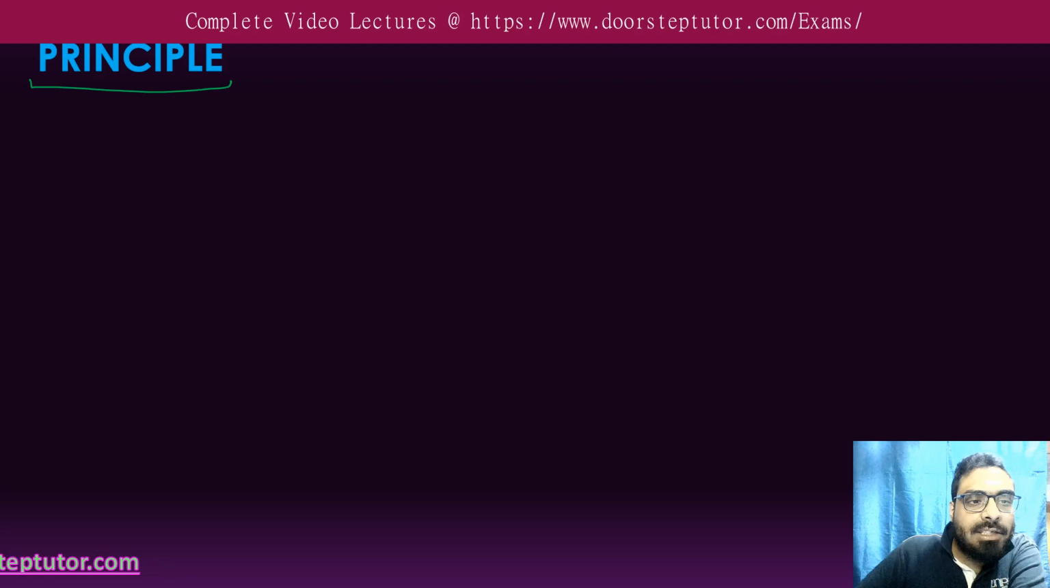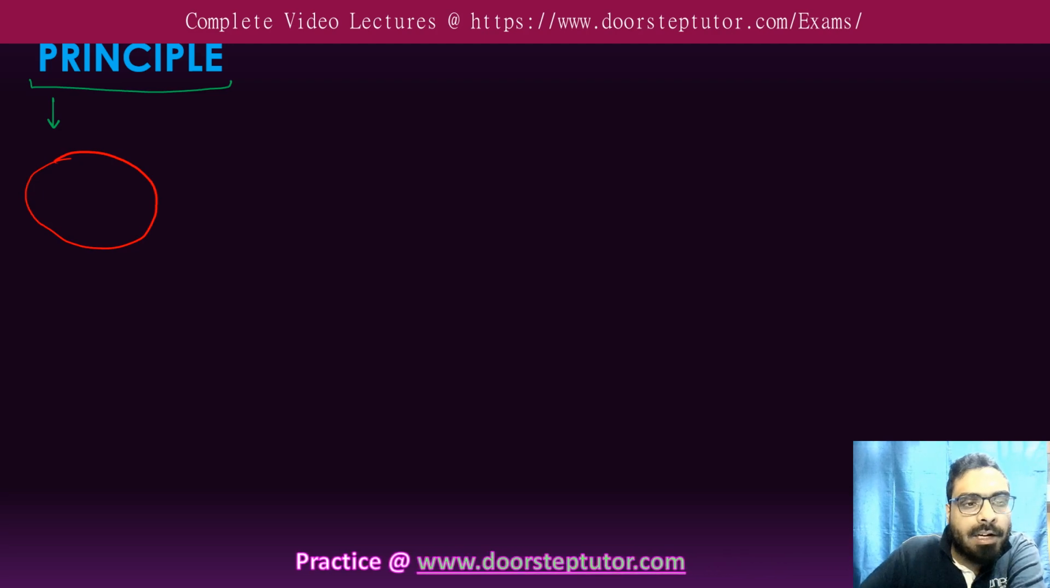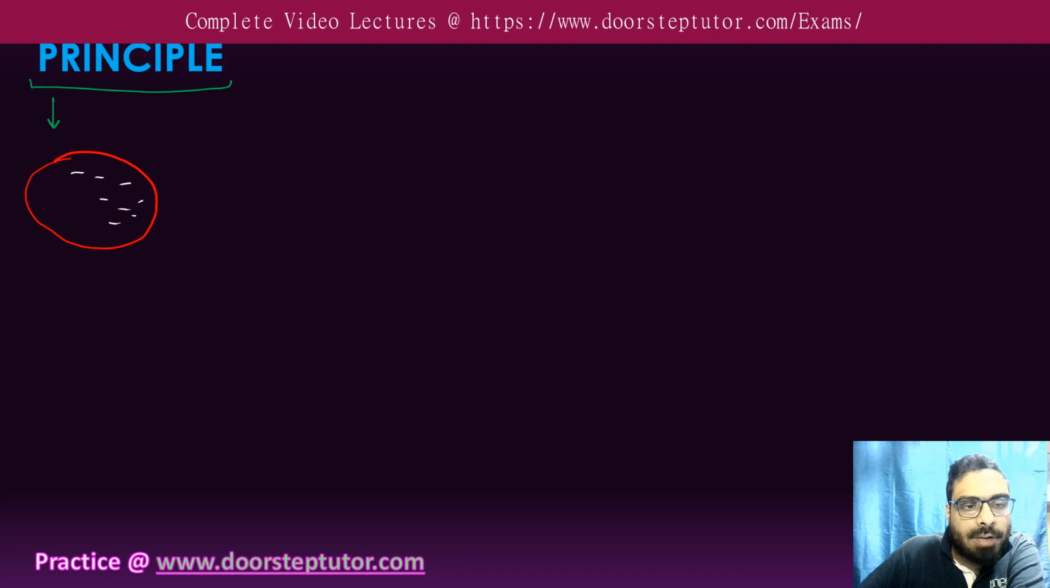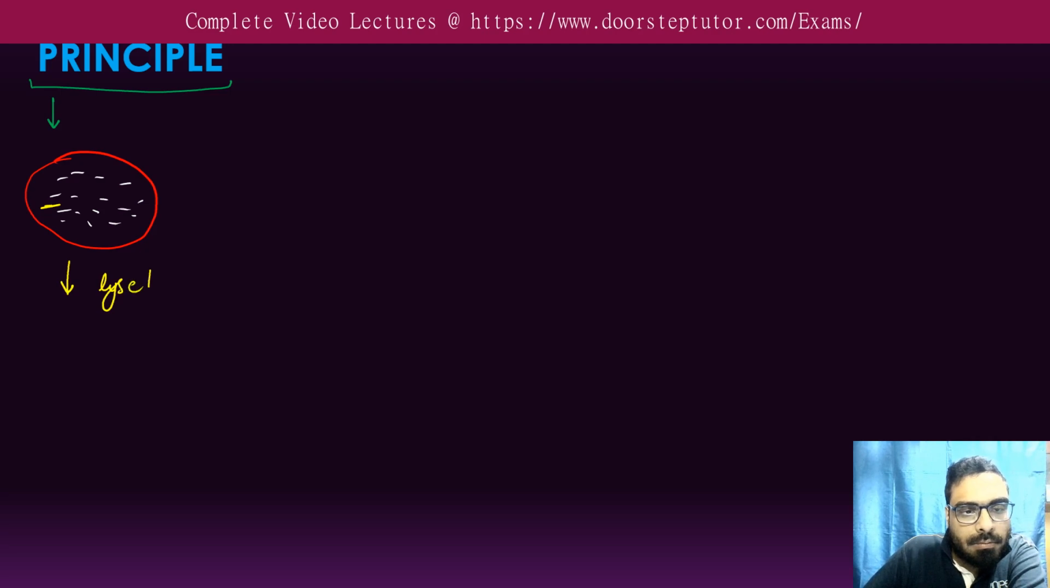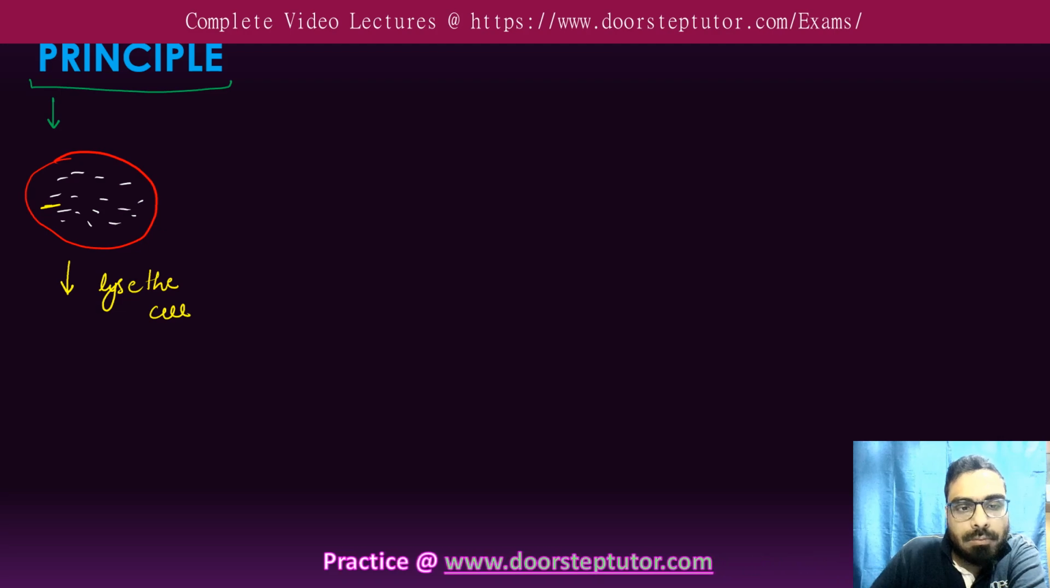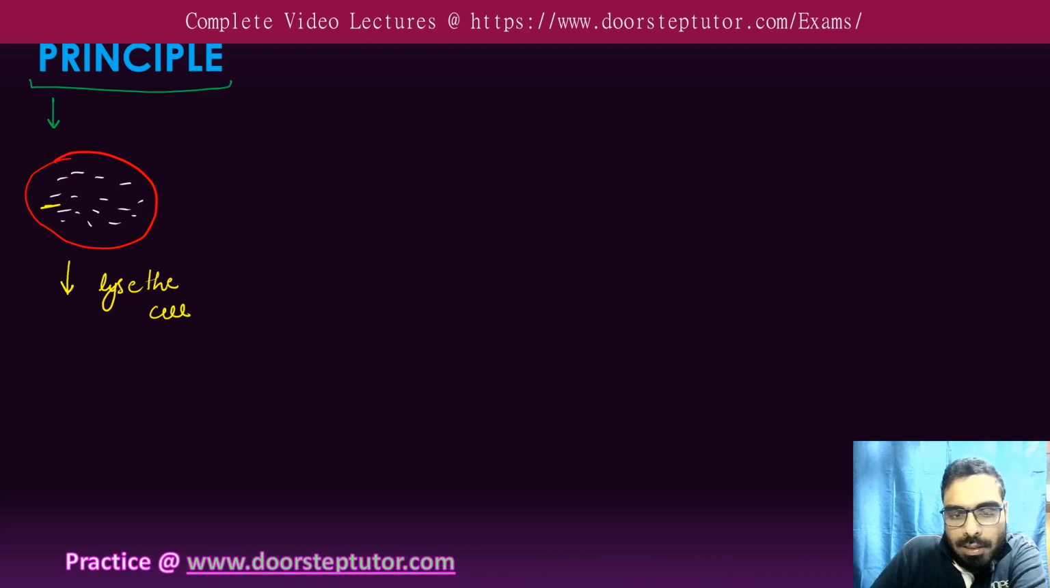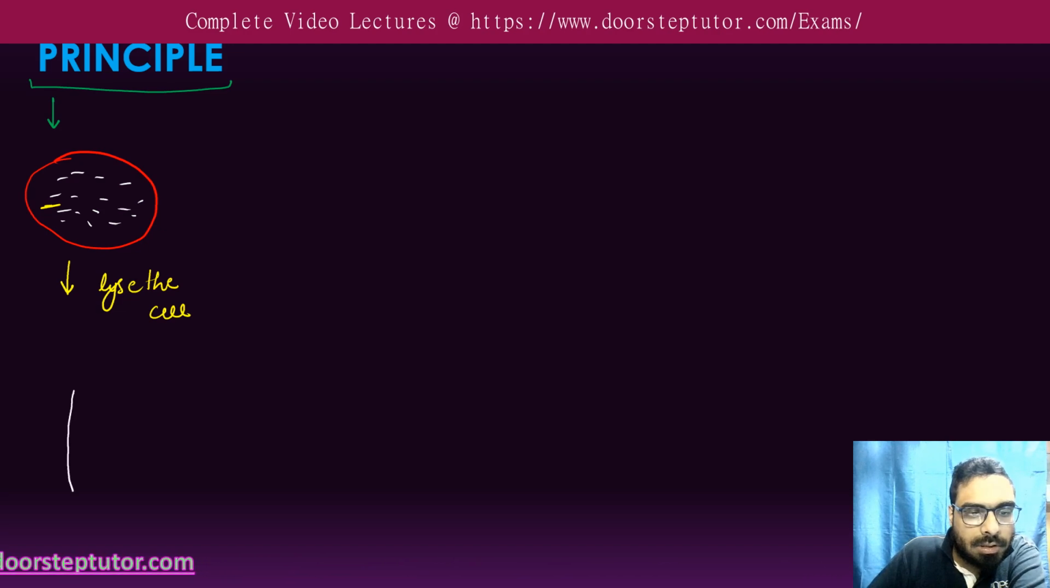Just imagine that you have a cell lysate, or let's start with the cell only. So you have a cell, and in the cell we know that many different types of proteins are there at the same time, and I want to isolate this yellow colored protein. Okay, this is my target protein. The first step will be to lyse the cell, okay, in a test tube.